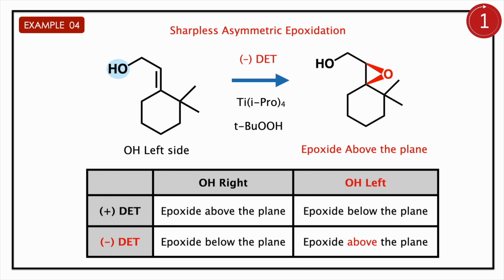First step is bringing the alkene vertical, OH above. The reactant already has the alkene vertical, OH above. OH is on the left hand side. Then minus DET is given. Minus DET, OH left hand side means, if you look at the table, the epoxidation happens above the plane. So draw the epoxide above the plane with a solid structure. You have above the plane epoxidation.